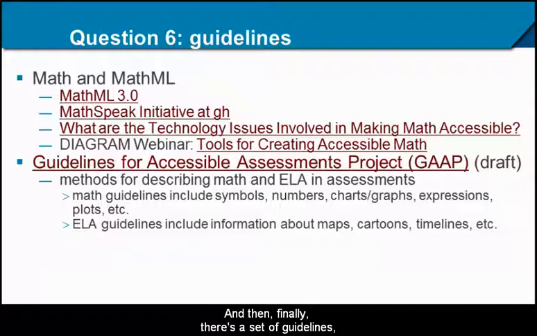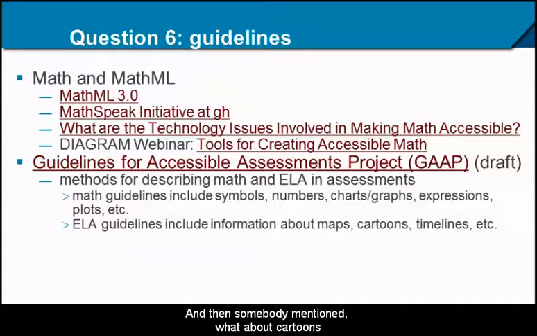And then finally, there's a set of guidelines they're called the Guidelines for Accessible Assessments Project, or the GAP project. This is a draft document. It's not quite final, but it provides a lot of information about describing math and English language arts in assessments, not necessarily for textbooks, but for assessments. There is information there about, in terms of math, how to describe and present symbols, numbers, plots, stem and leaf diagrams, things like that, expressions.